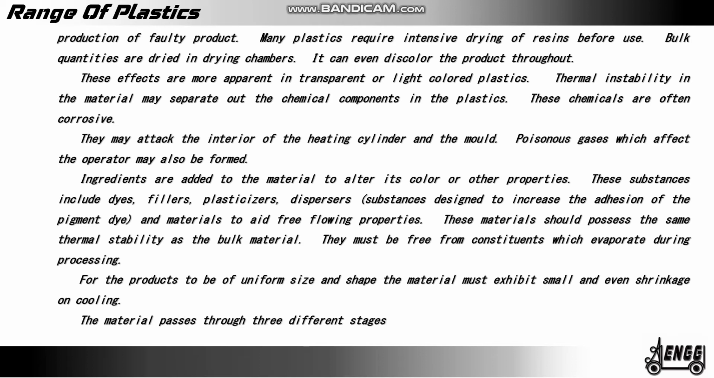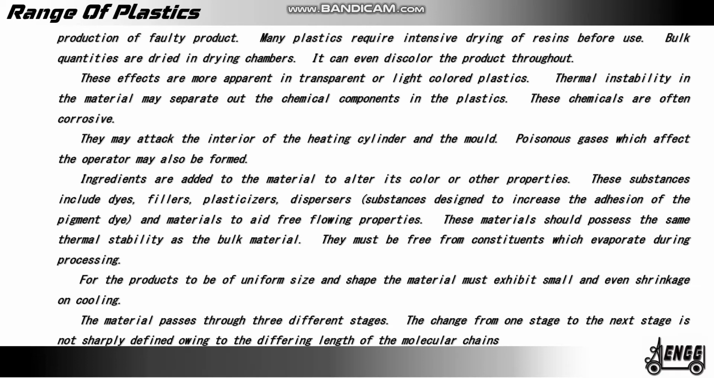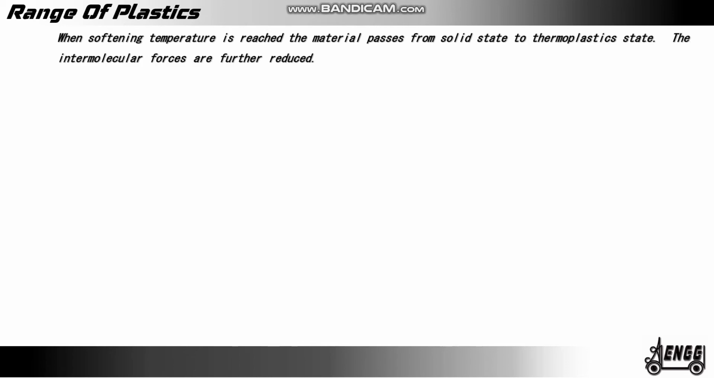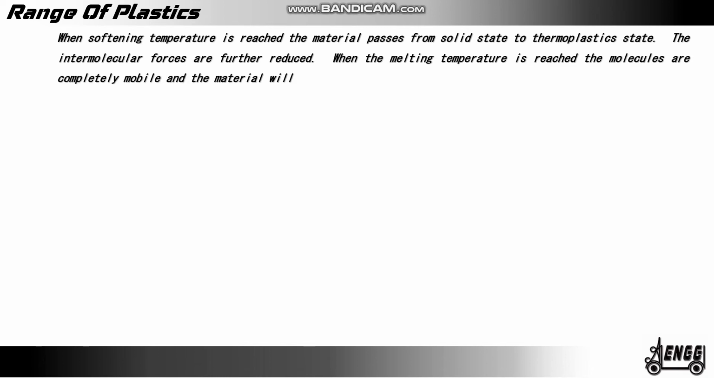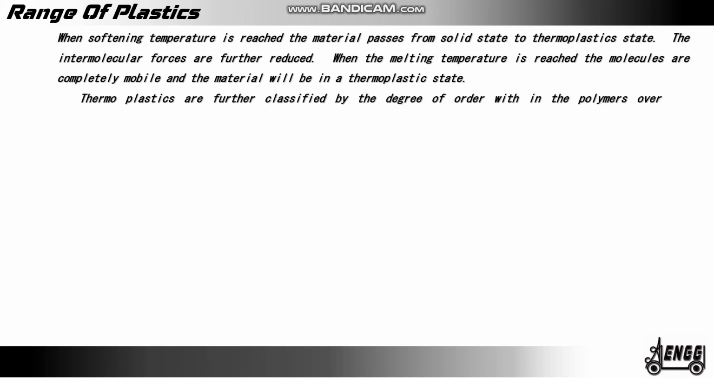The material passes through 3 different stages. The change from one stage to the next is not sharply defined owing to differing lengths of the molecular chain. When the softening temperature of the material is reached, it passes from solid state to thermoplastic state, and the intermolecular forces are further reduced. When the melting temperature is reached, the molecules are completely mobile and the material will be in a thermoplastic state. Thermoplastics are further classified by the degree of order within the polymer's overall structure.